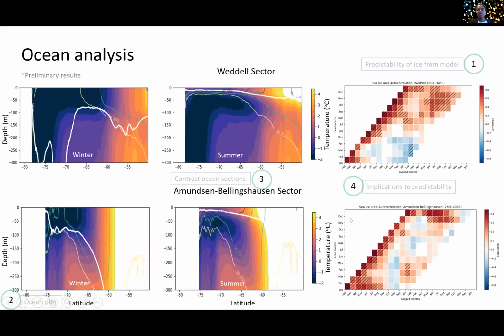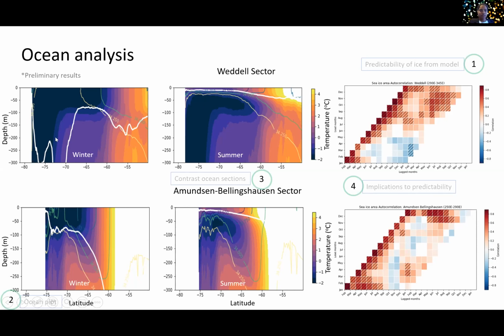First, again, just mentioning the predictability signals from the model. You have the strong re-emergence pattern in the Weddell sector, and then in the Amundsen sector, you see the persistent signal.